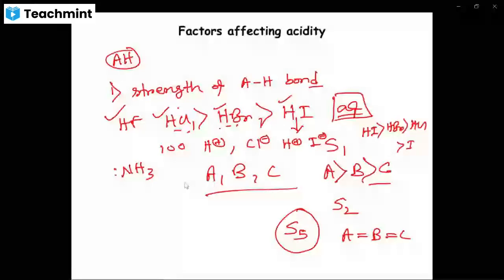Do you understand this? So this is the first thing on which the acidity of an acid depends, the bond strength. Now, what is the second point? So now let's say you have to compare two things.